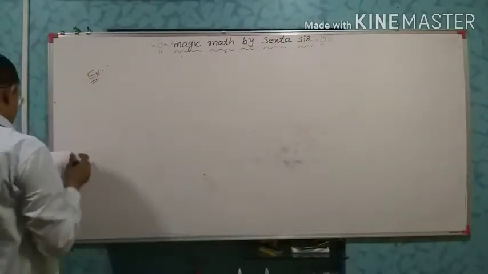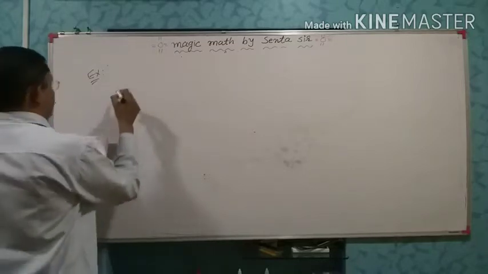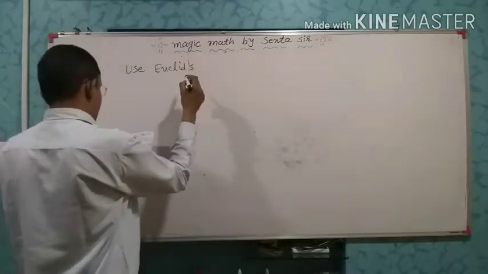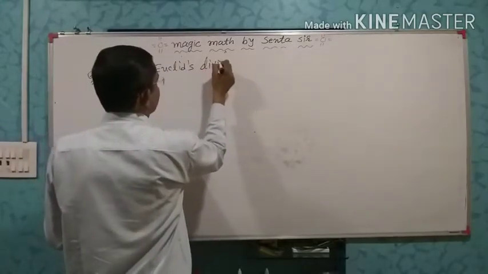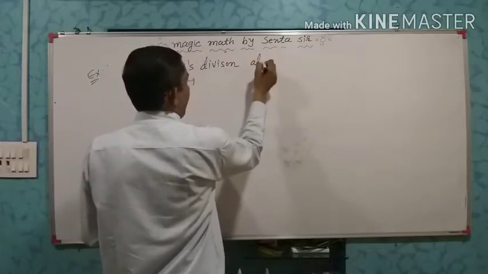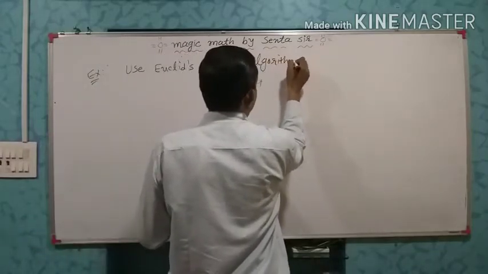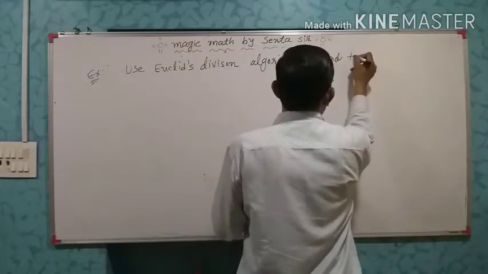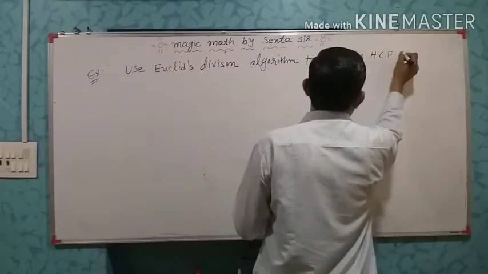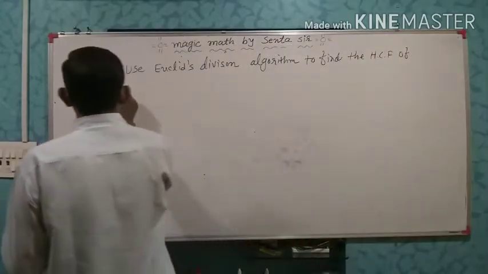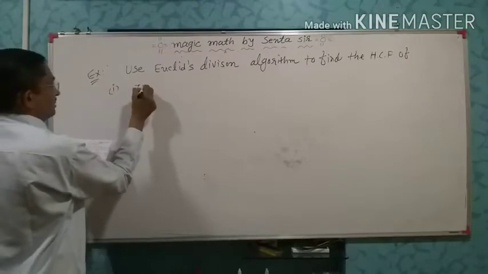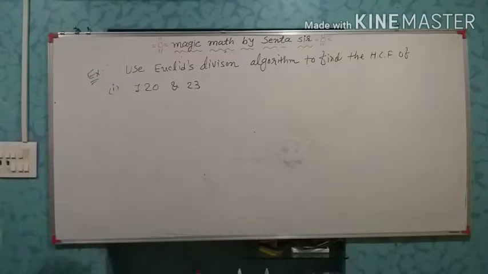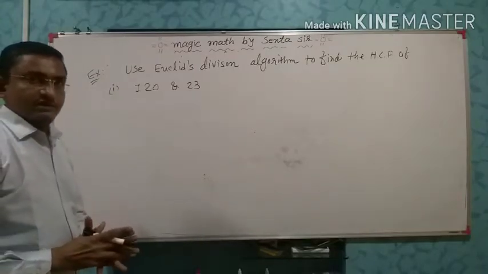Let us use Euclid's division algorithm to find the HCF of the first one, 120 and 23. Friends, it is a very easy method.